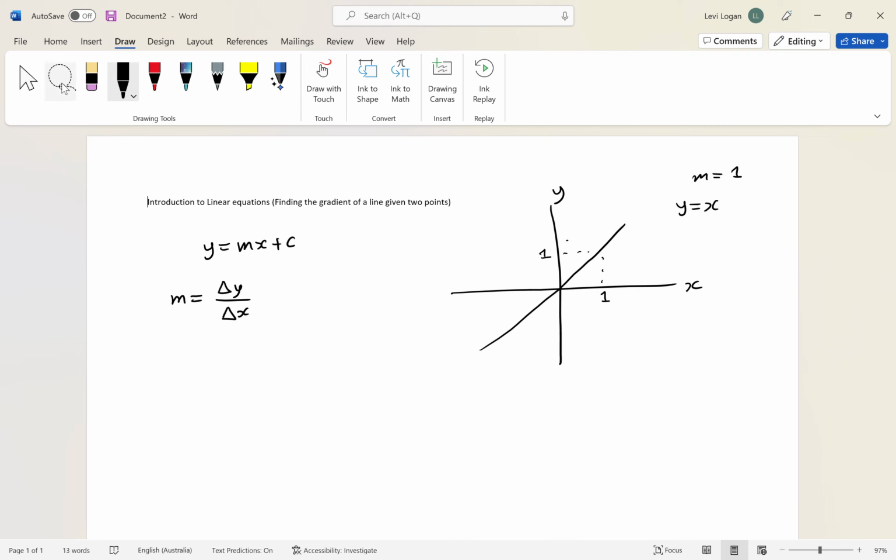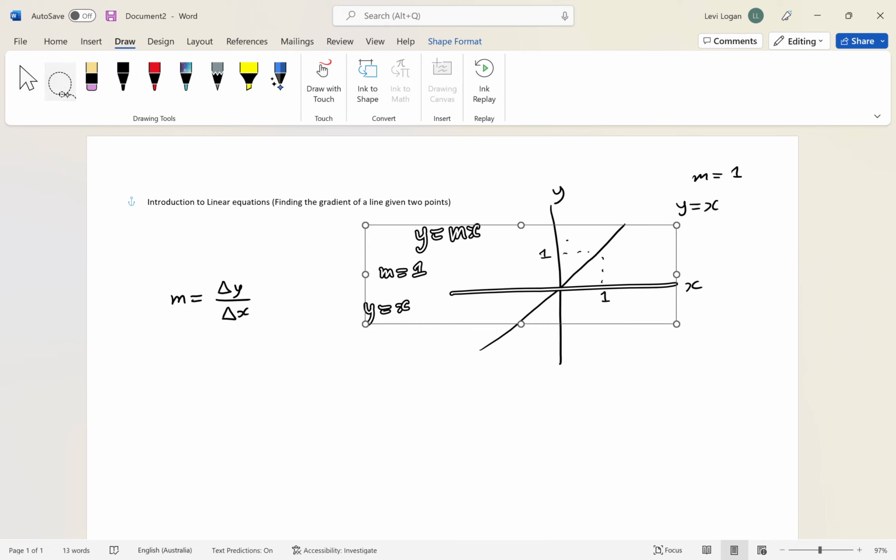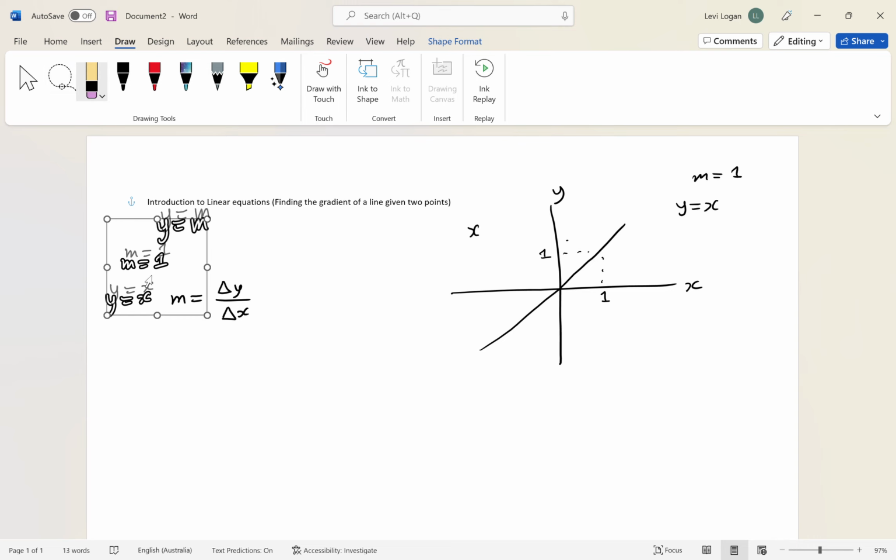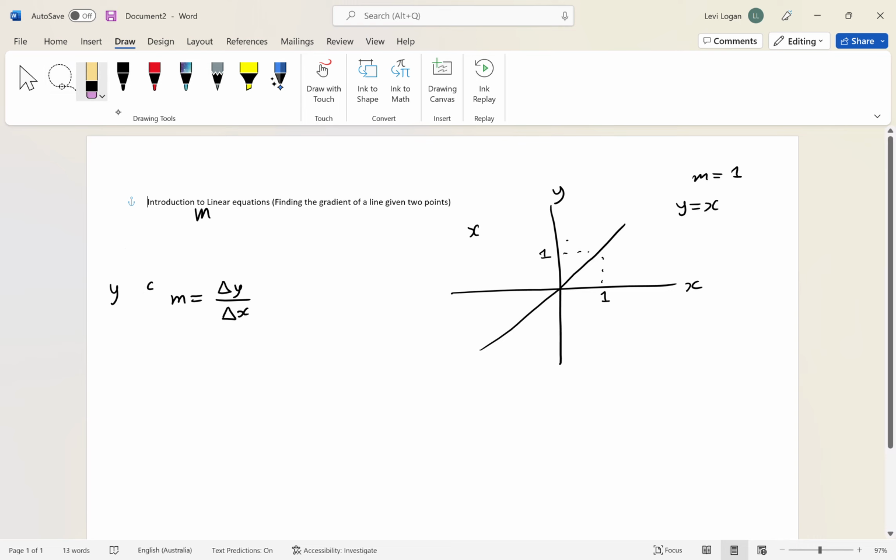So if we take a look at this over here and get rid of the c, if we have m equal to 1, we have the graph y equals x. Do we all see that? Sorry, technical issues. So y equals mx. For our graph y equals x, our gradient equals 1.